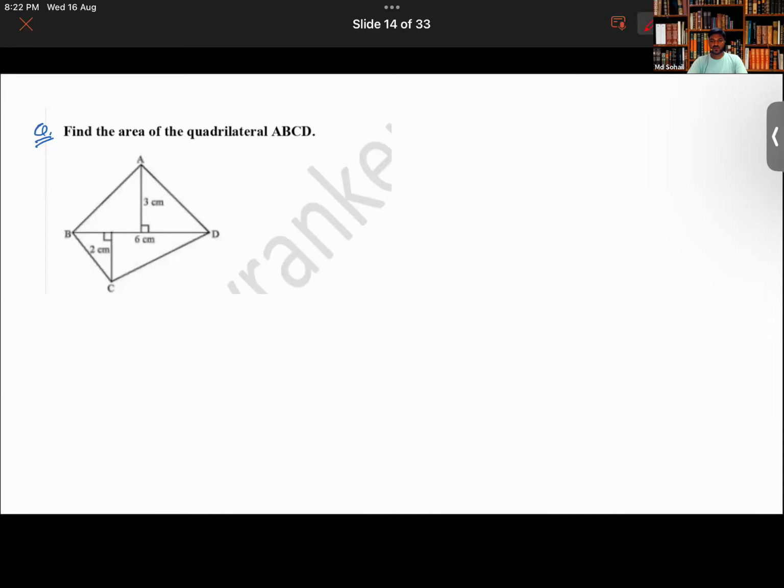And what else? Rhombus? Yeah, what about kite? Yeah, that is also correct. Very good, guys. Kite is also a quadrilateral, no? But are the sides parallel to each other in a kite?